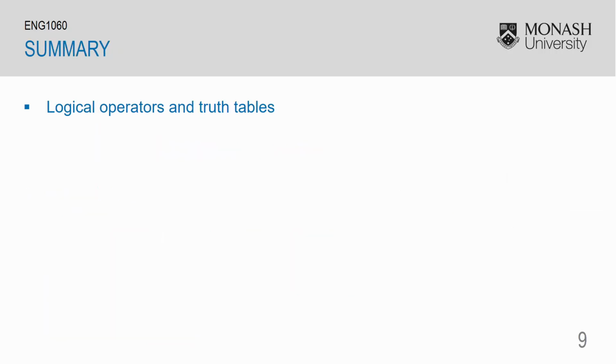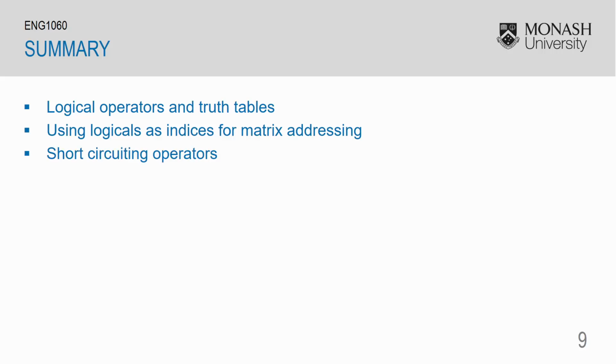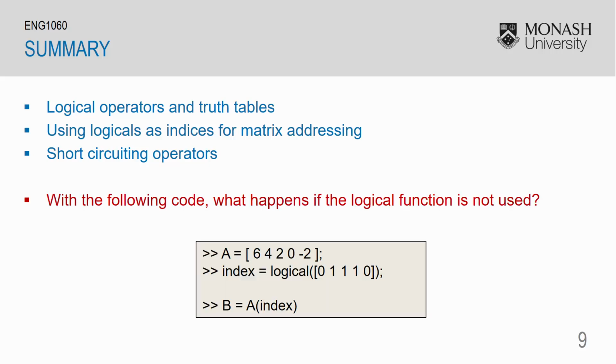So in summary, in this video we covered logical operators and truth tables. We looked at how to use logicals as indices for matrix addressing. We also covered short-circuiting operators to avoid unnecessary checking. As a final thought for this video, what happens if the logical function isn't used in the following code?